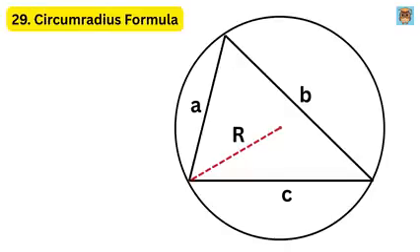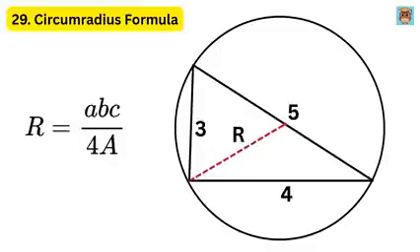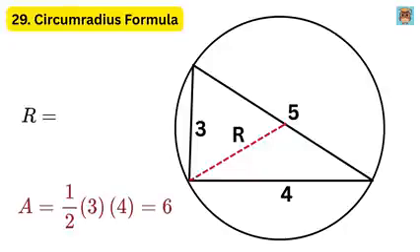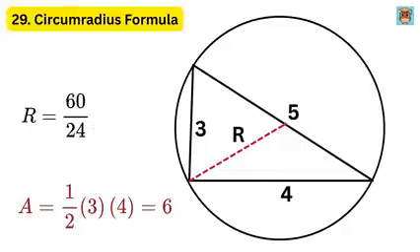29. The circumradius formula helps us find the size of the big circle that goes around the triangle, called the circumcircle. The formula is a times b times c, divided by 4 times the area. So if the sides are 3, 4, and 5, and the area is 3 times 4 divided by 2, or 6, then the circumradius R is 3 times 4 times 5, divided by 4 times 6, which is 60 divided by 24, or 2.5.